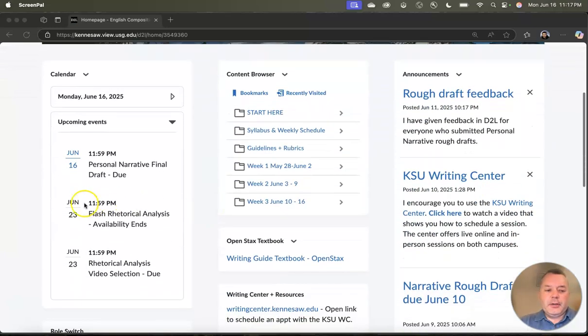First thing you'll see, there are two additional items. We are finishing the personal narrative section of the course. This will be going away in your calendar. Of course, there is a one-day late turn-in window, but that does not show up here.